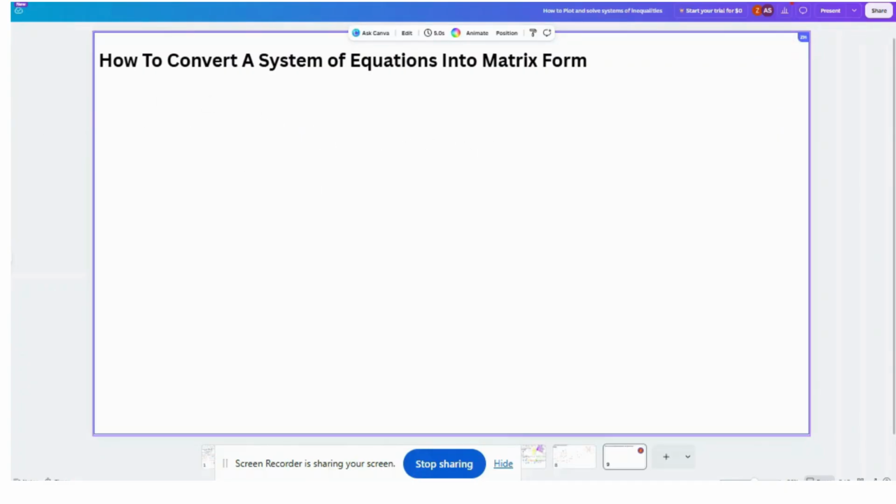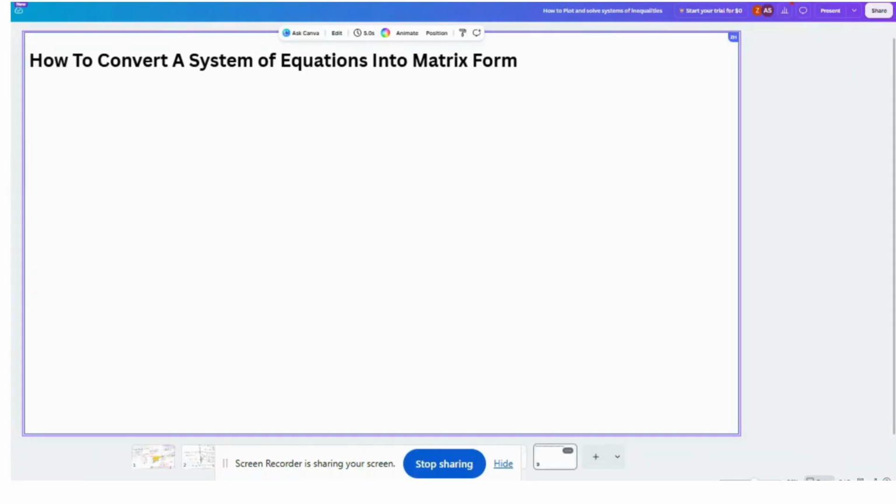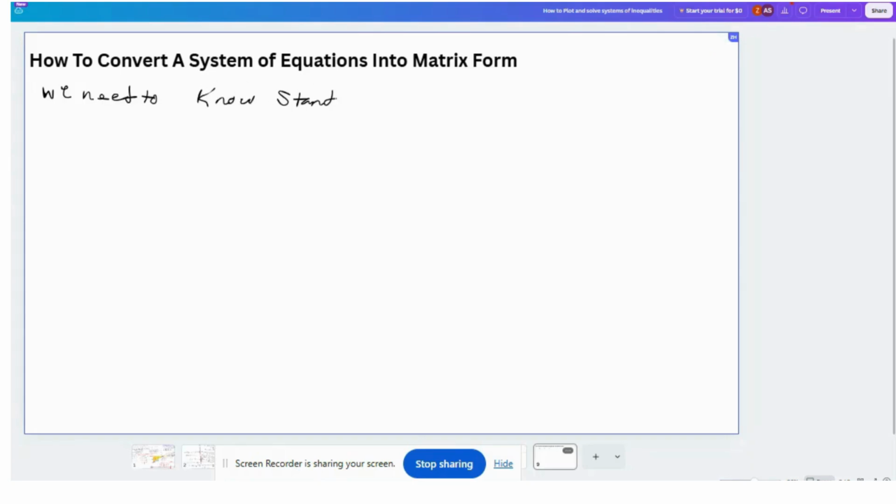Right? So first things first, the keystone for this is that we need to understand standard form. Standard form. Repeat after me. You're not going to know standard form until you can see it. And what standard form is: AX plus BY is equal to some constant C.